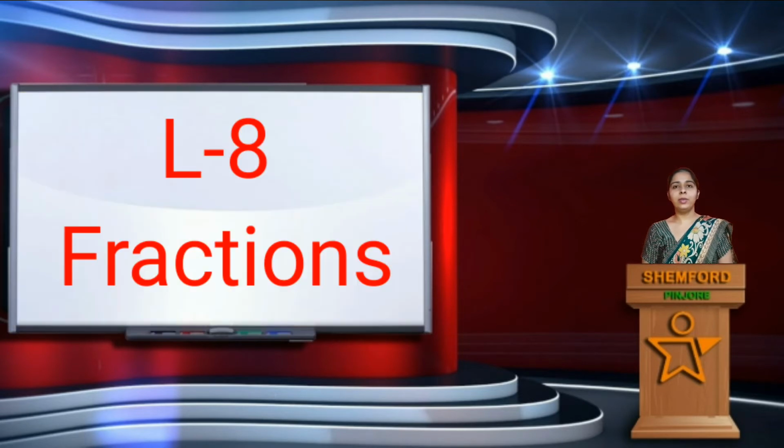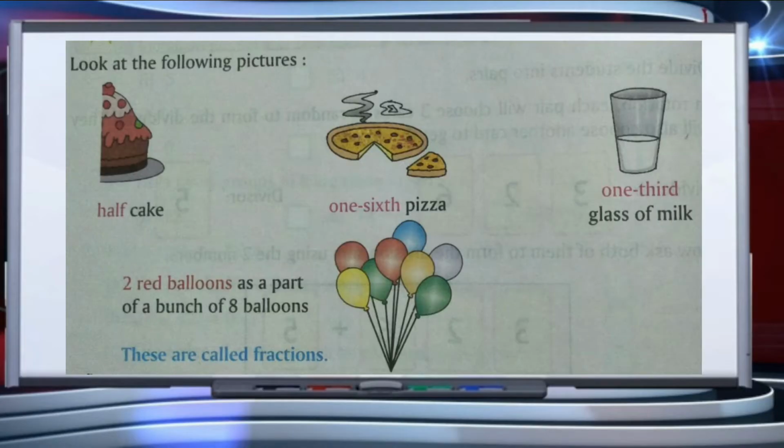Today we will start with lesson number 8, fractions. In this chapter, we will learn about fractions. Look at this picture. We have half a cake, 1/6 of a pizza, 1/3 glass of milk, and 2 red balloons as a part of a bunch of 8 balloons. There are 2 red balloons out of a total of 8 balloons. So, these are called fractions. A part of a whole or collection is known as a fraction.